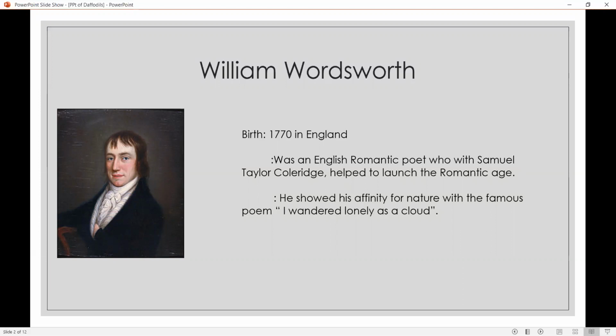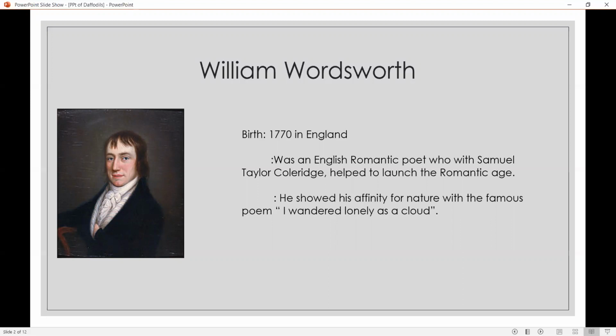Now, he showed his affinity for nature with the famous poem, I Wandered Lonely as a Cloud. I Wandered Lonely as a Cloud is the poem which is Daffodils. It is the daffodils which has another name here. Now, what is showing affinity for nature? Affinity is that strong feeling that you like something. Here, he has that strong feeling towards nature.